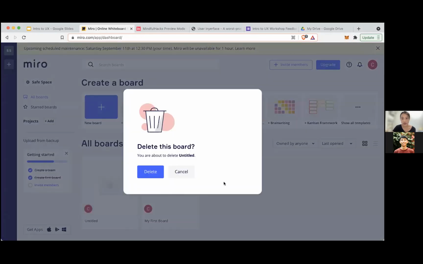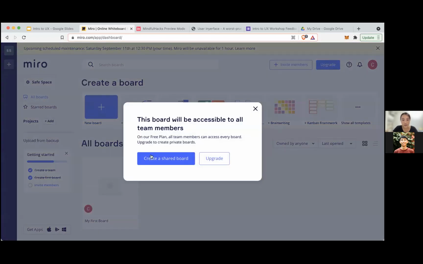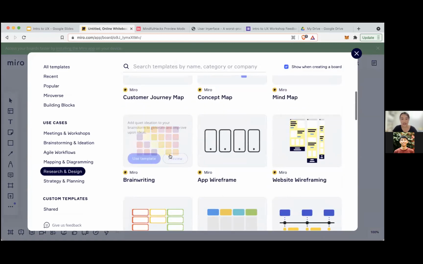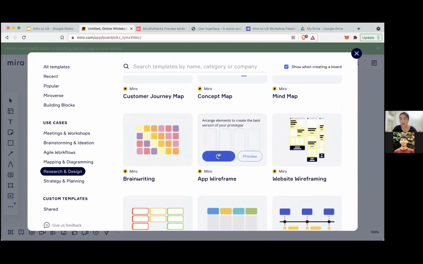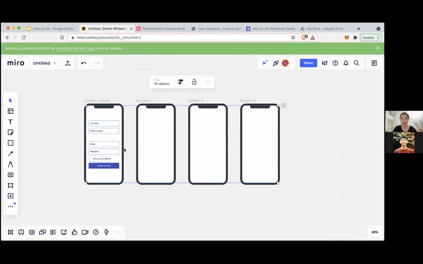So after you either sign up or log into your Miro board, this is how it will look. You can click on new board here, and create a shared board. Then it will ask which kind of template you want. In this case, we want to choose, under research and design, app wireframe, use template. Okay, so this will be the space for you to design your app wireframe.